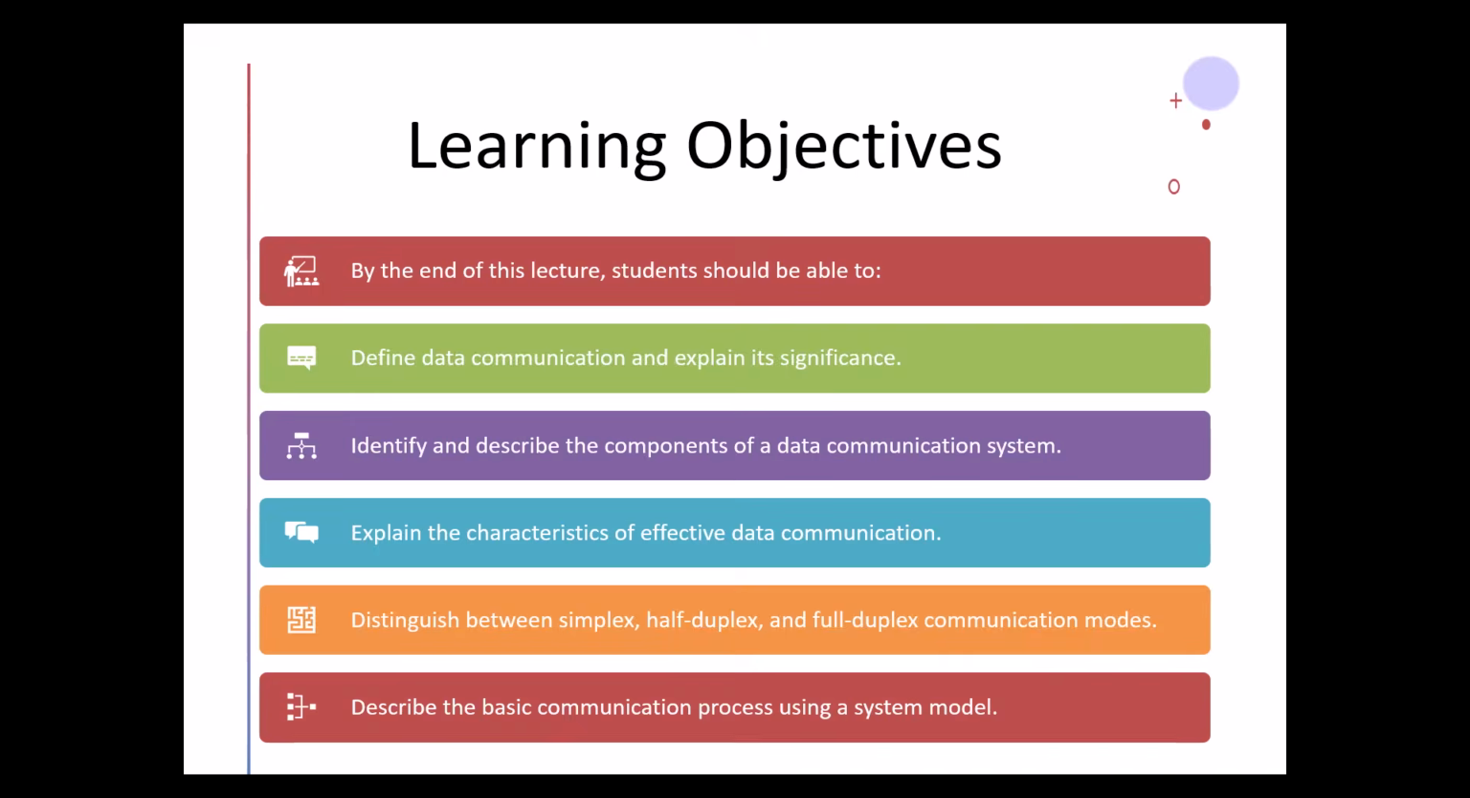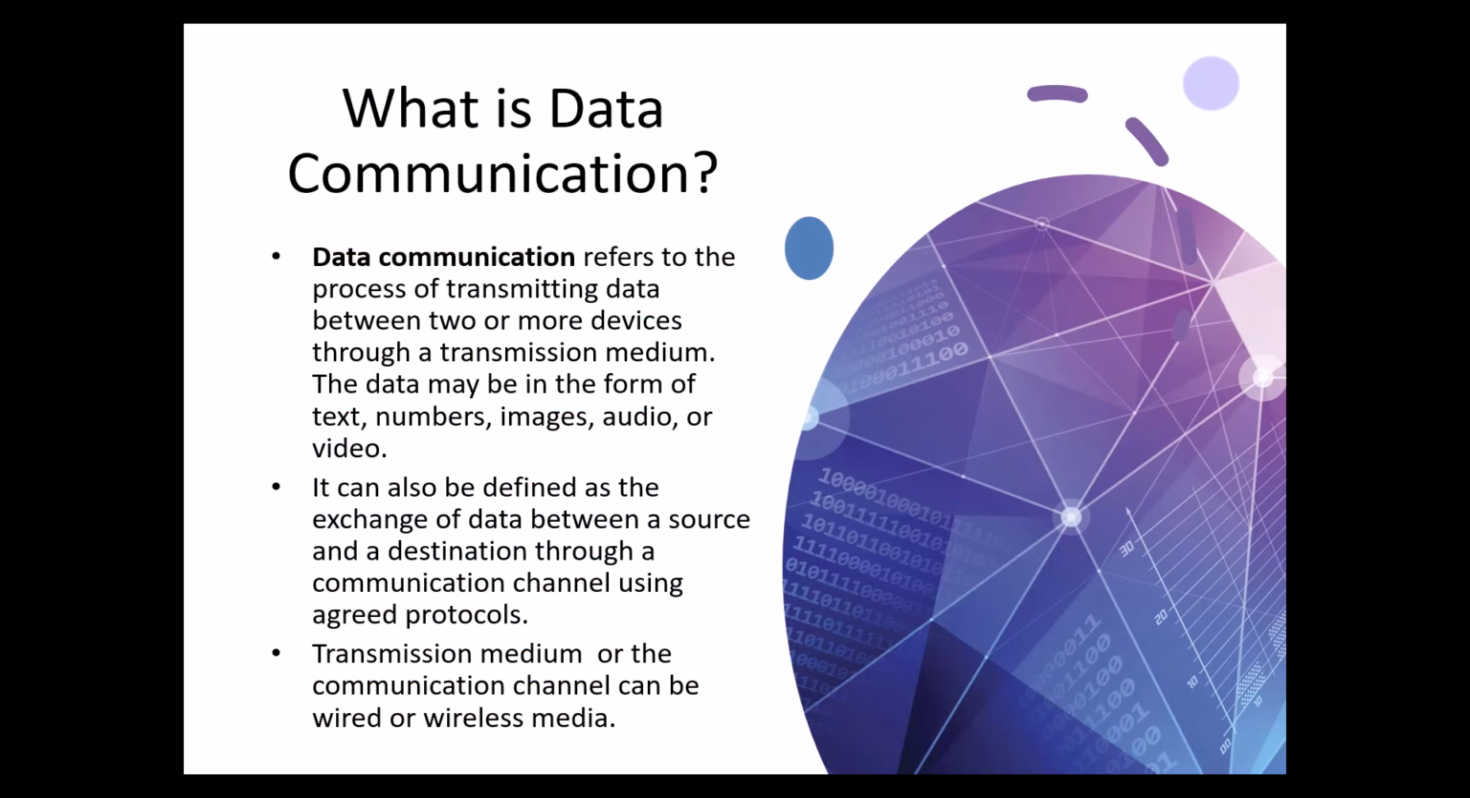So let's begin. So what is data communication? We refer to data communication as the process of transmitting data between two or more devices through a transmission medium. The keywords here are data, and then transmission medium, and then devices. So data communication is just the process whereby you send data from one device to the other device, or from one or more devices through what we call a transmission medium.